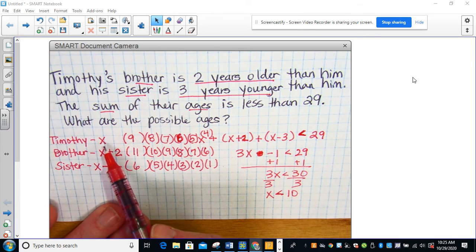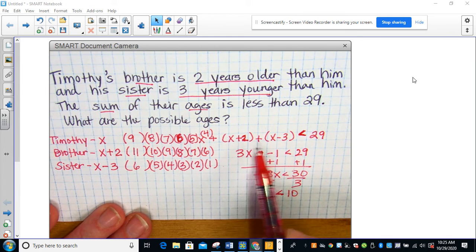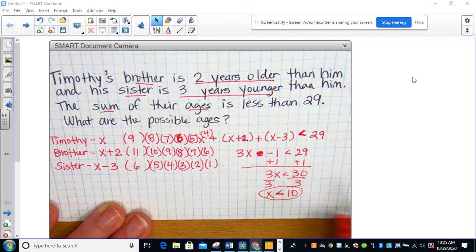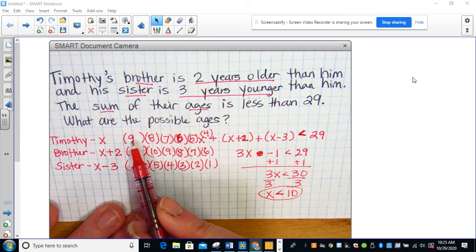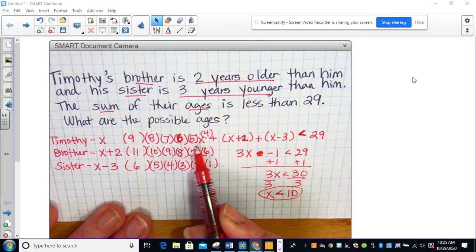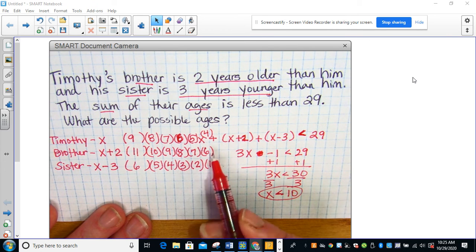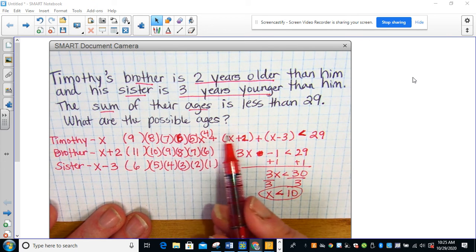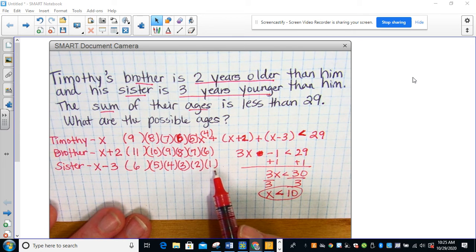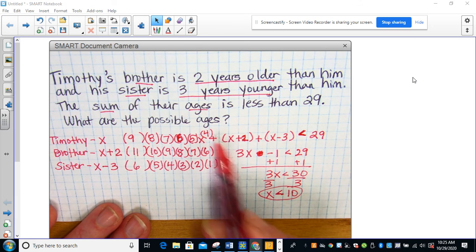Just be careful when you're setting it up. The 2 years older was your x plus 2. 3 years younger was the x minus 3. Sum means add them all together. And then the less than 10 means that Timothy could be 9, 8, 7, 6, 5, 4. I stopped there. I guess you could keep going, but that would make the sister be in the negative. And obviously that wouldn't be the case. So that's why I stopped at 4.